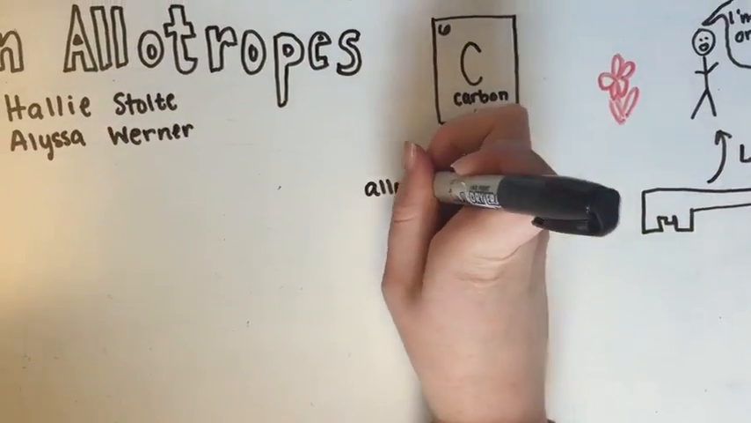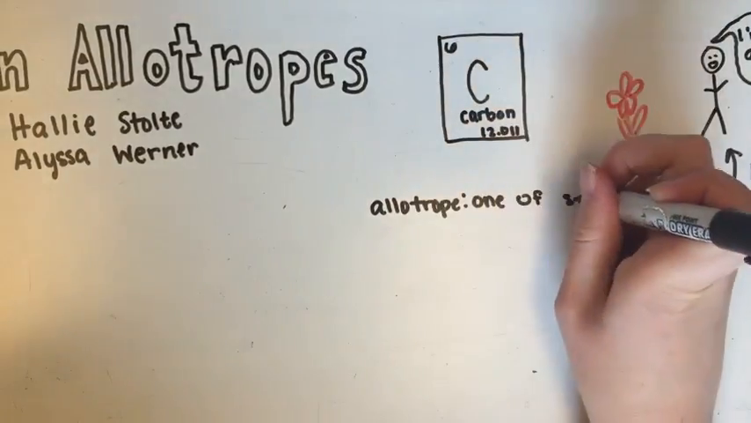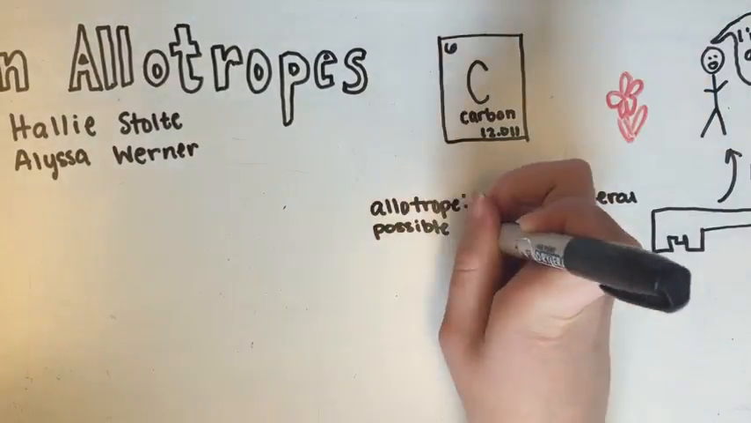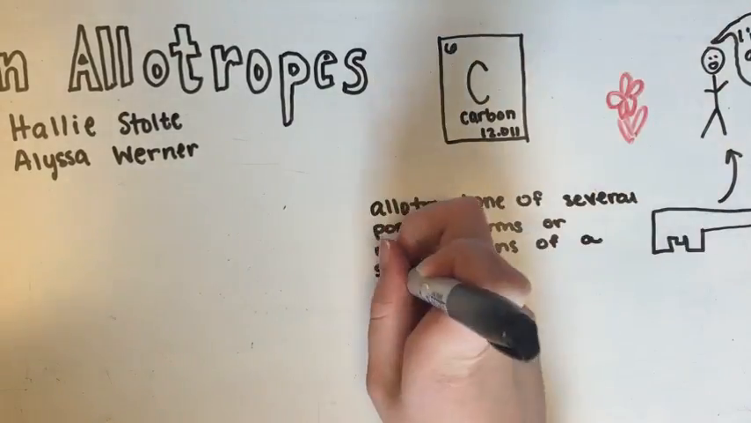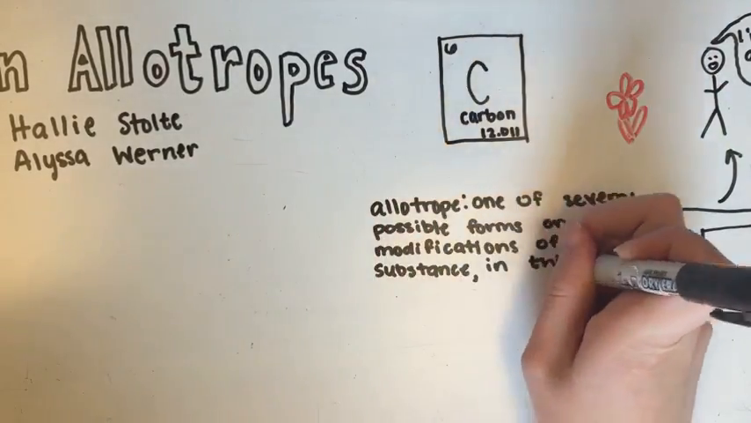So what's an allotrope? An allotrope is one of several possible forms or modifications of a substance. In this case, the modification is the spatial arrangement.